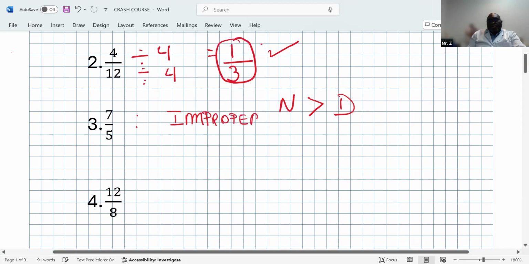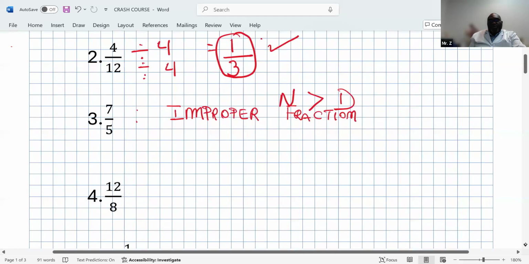Okay, so we call this an improper fraction. Why do we call this an improper fraction? It is because the top number is bigger than the bottom number. The top number is the numerator and the bottom number is the denominator. You do not leave an improper fraction like that. You have to simplify that. We'll go over that in a few seconds.